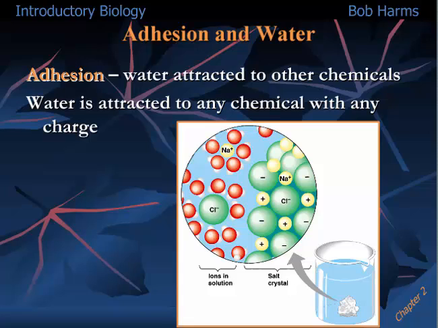If we take that glass of salt water and set it on the windowsill for a few days, once the water evaporates, those sodium and chlorines will reform once the water is missing, and our salt will reappear. And because water is attracted to so many other chemicals, it's referred to oftentimes as a universal solvent, because anything with a charge is going to dissolve in water.